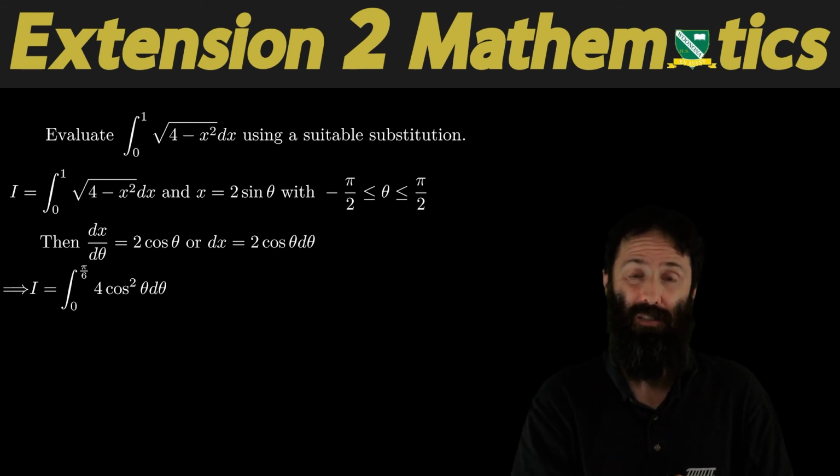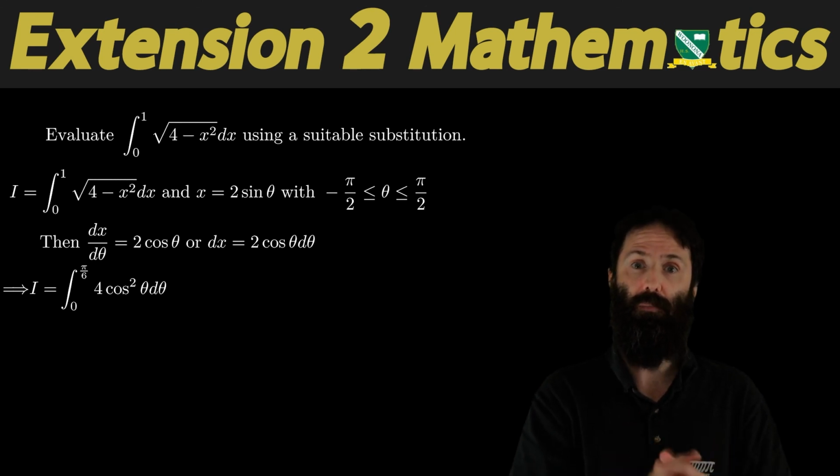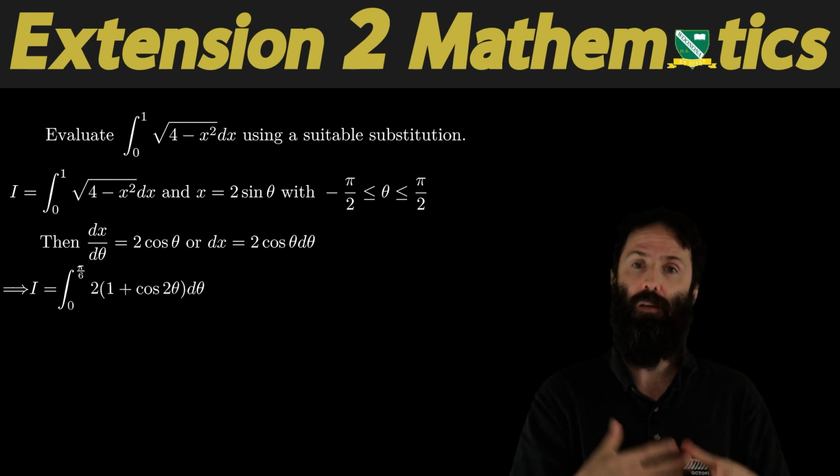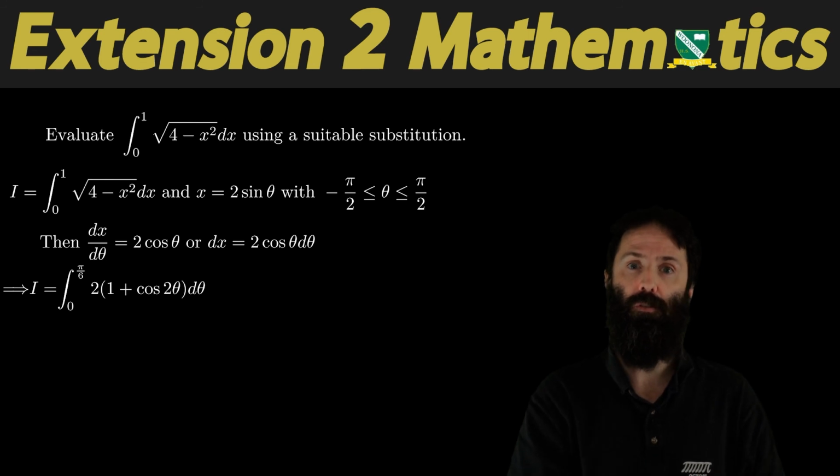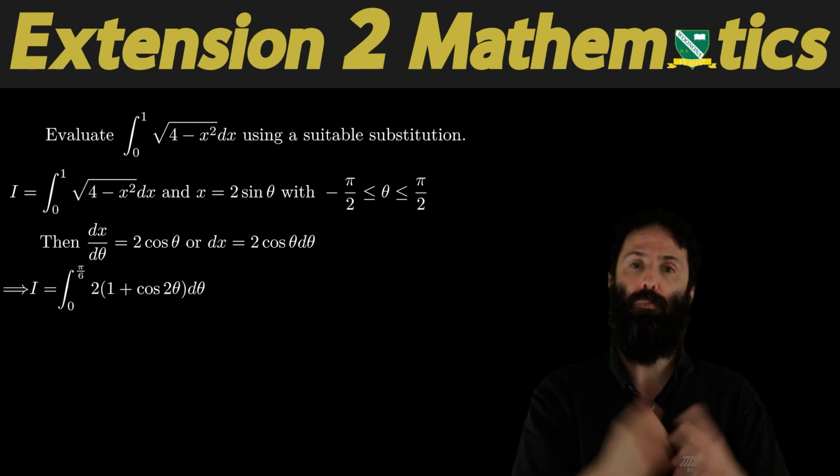As is, we still can't solve this integral. But here comes some Extension 1 to help us out. We can rewrite cos squared theta in terms of cos 2 theta, and the problem just collapses and we can solve the problem.